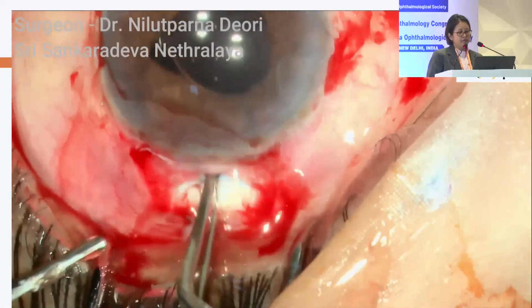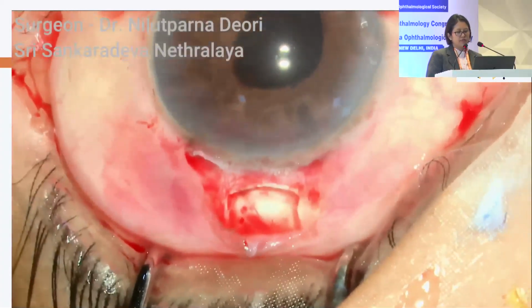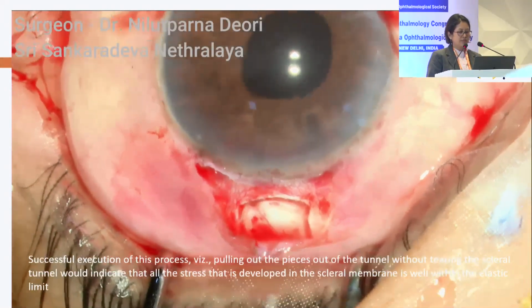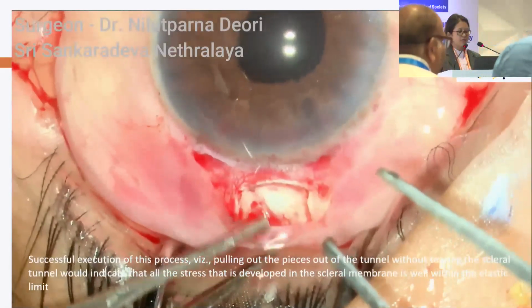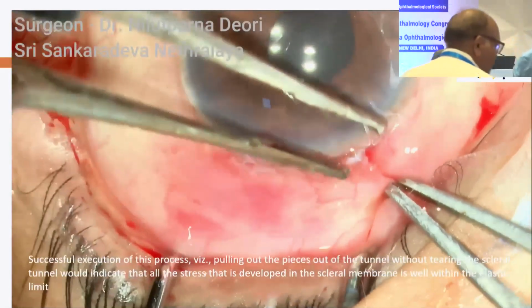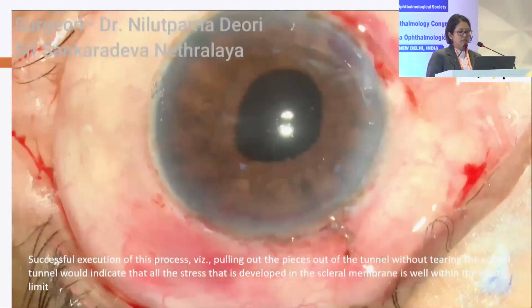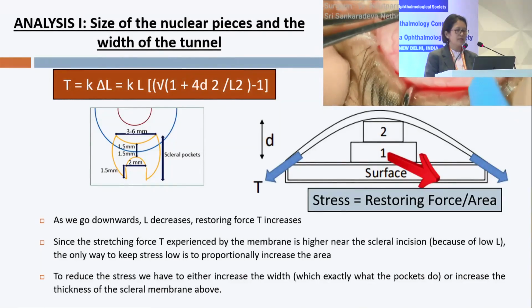And you have seen that in a single go, one fragment of the nucleus has come out. So even at the end of the surgery, you have already created a tunnel, and the successful execution of the process, that is pulling out the pieces of the tunnel without tearing the scleral tunnel, won't indicate that all the stress developed in the scleral membrane was within the elastic limit. So now let us do the analysis.